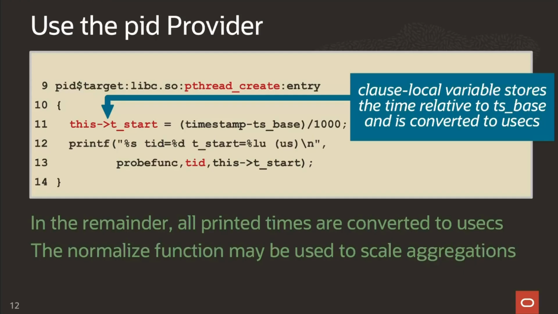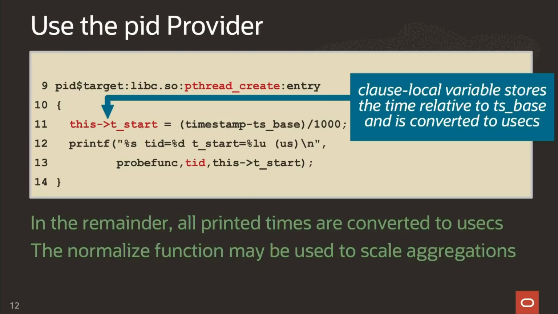We store this value in a variable called t_start, and we make it a clause local variable, so it's specific to that clause. That avoids, if we would make it global, there could be interference with other probes firing with that same name. It's just a safe way of doing it. This is a variable that is local to that probe.